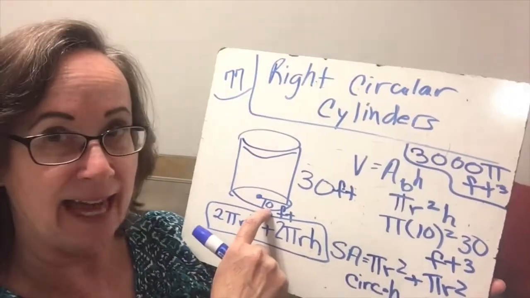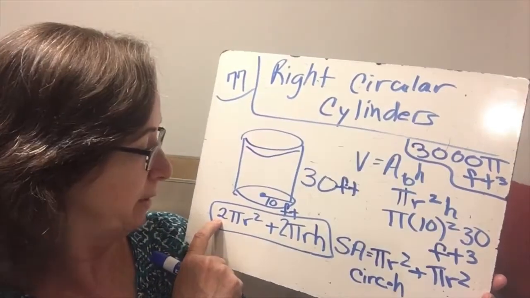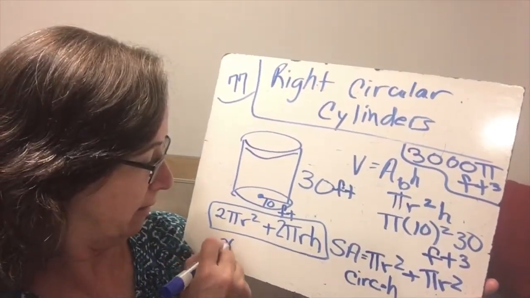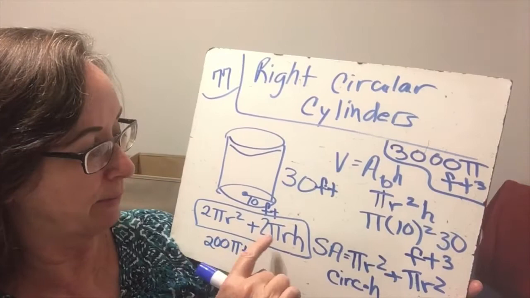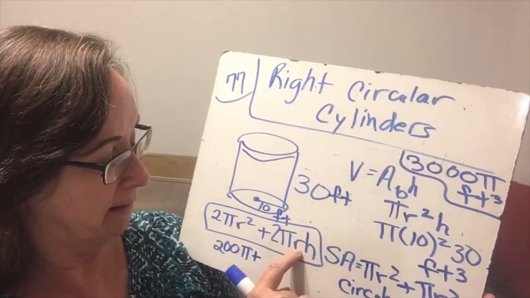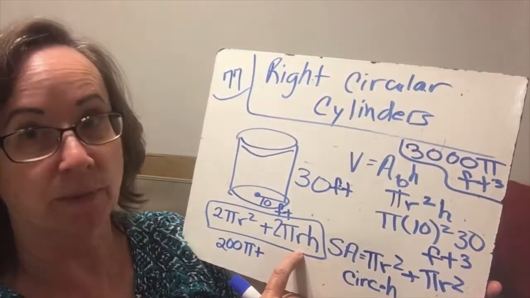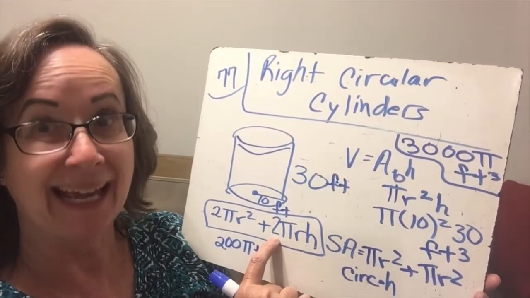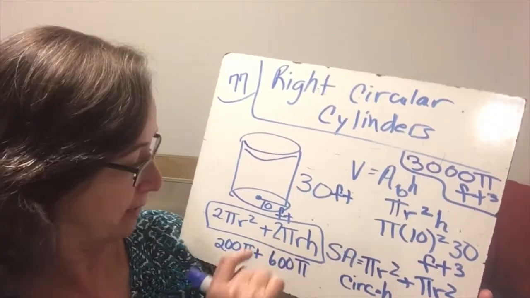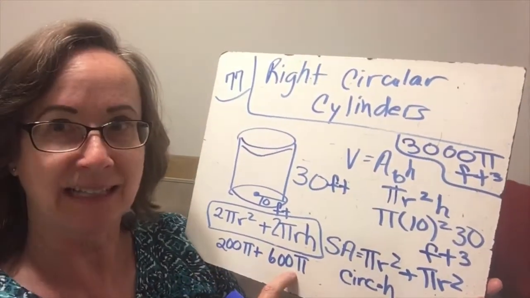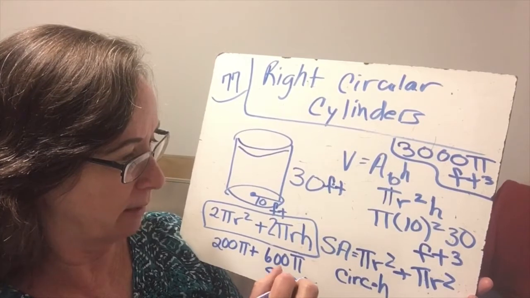So r is 10, and 10 squared would be 100. And 100 times 2 would be 200, and then the pi. So 200 pi is this whole thing right here, plus, now over here, we plug in the r, which is 10, and the height, which is 30. So 30 times 10 is 300, and 300 times 2 is 600, and 600 pi will be this part of the answer. So if we have a 200 pi plus a 600 pi, then won't the total surface area be 800 pi?